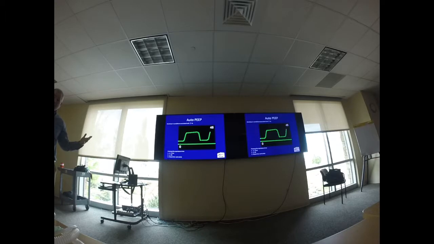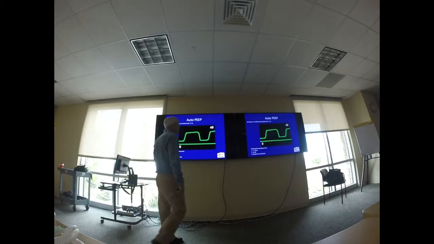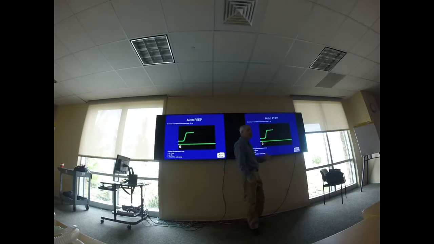I might just take them off the ventilator for a second and allow them to breathe out, right? I might just unplug them for a second. I mean, what are some adverse effects of auto PEEP?